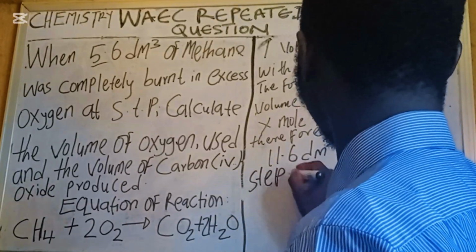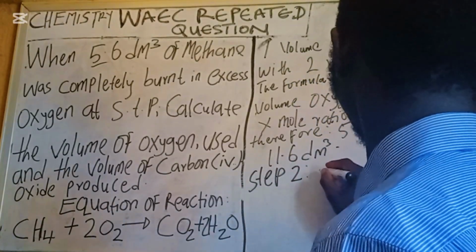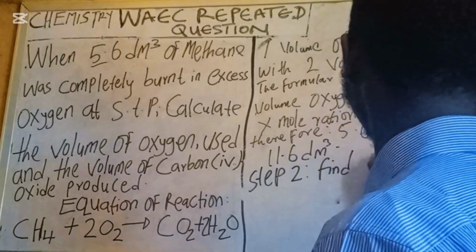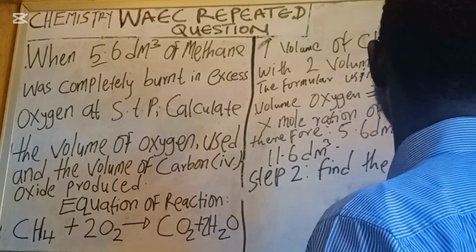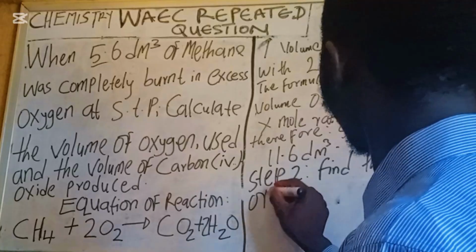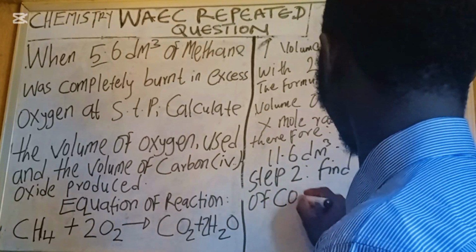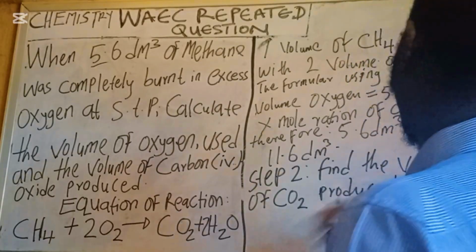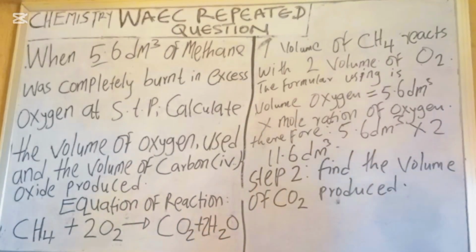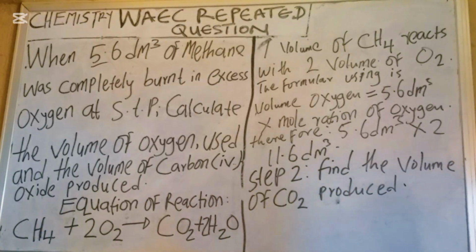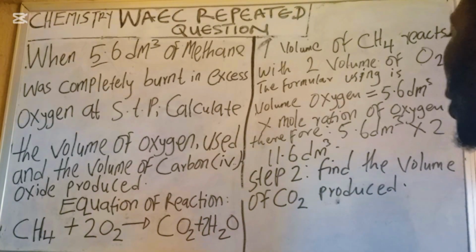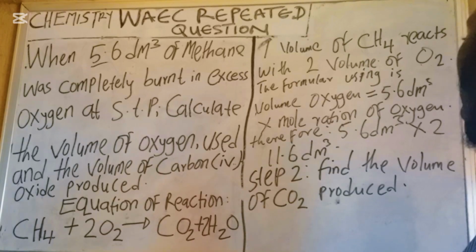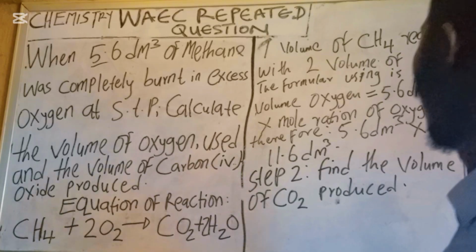Step 2. In step 2, we are to find the volume of carbon dioxide produced. Now, the same method we use for getting the volume of oxygen is the same method that we are using for carbon dioxide. But here, there's a little difference.